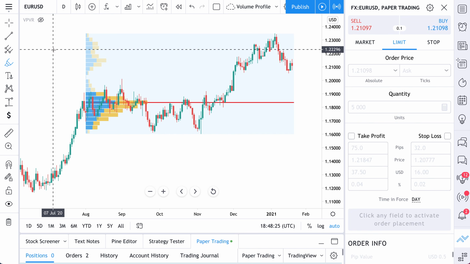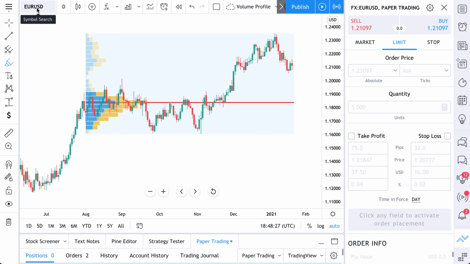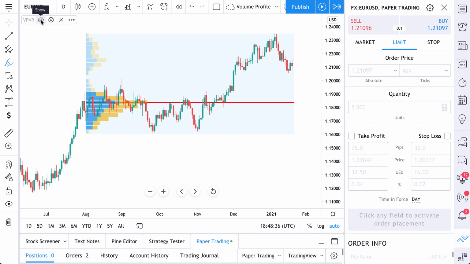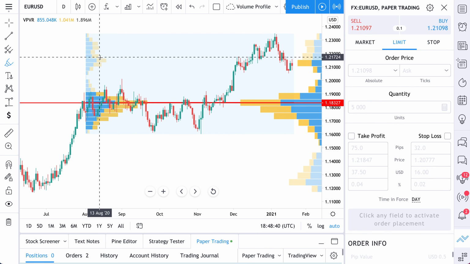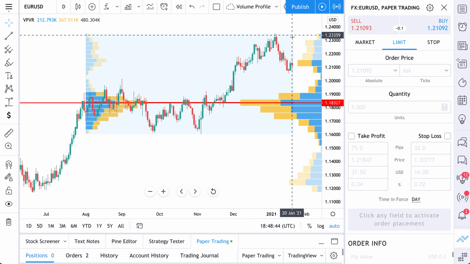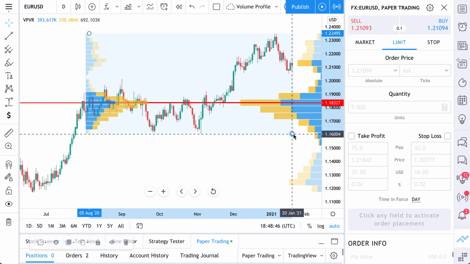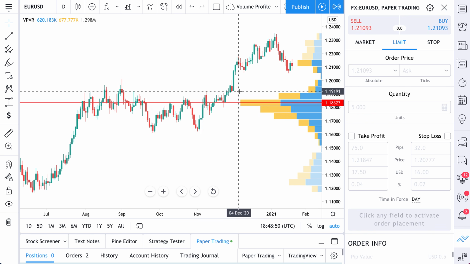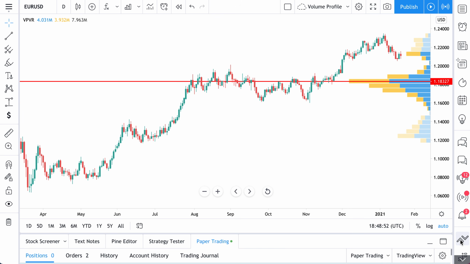So here's the Euro USD. You could use this in Forex, for example. And we don't know many people who do use this in Forex, but it's an opportunity and an option for you to explore. So let's turn on the visible range, and we will hide the volume profile that we've drawn here. And now we have a visible range volume profile. We'll hide our order panel.